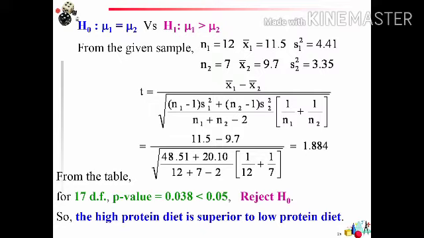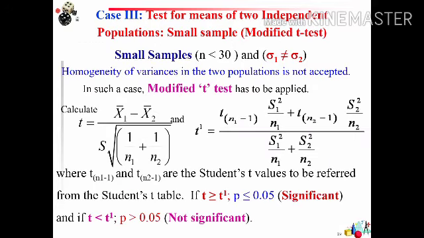So from the t table we can find the critical ratio, or here the p value will get 0.038, which is less than 0.05, so we reject H naught. Here the p value is less than 0.05, we reject H naught. Reject H naught means we accept H1, that is the high protein diet is superior to low protein diet.